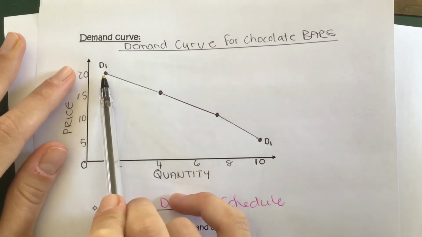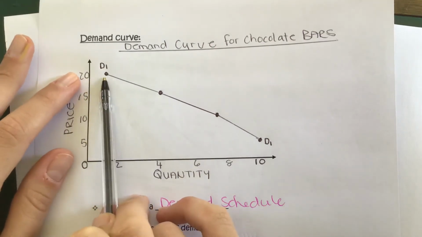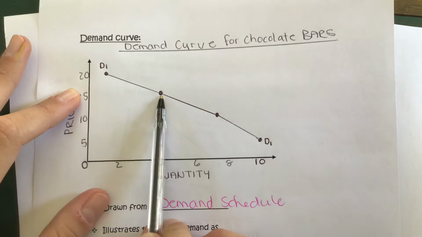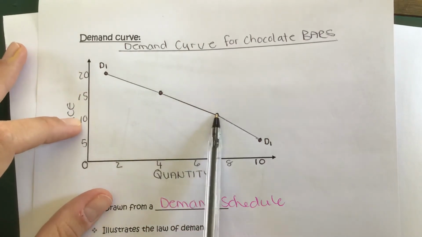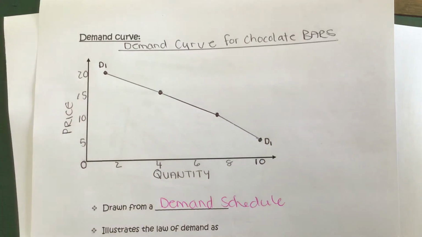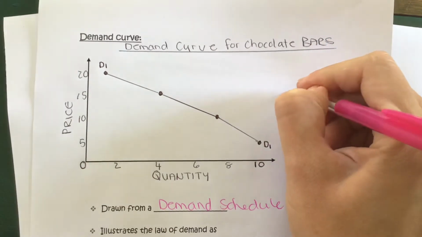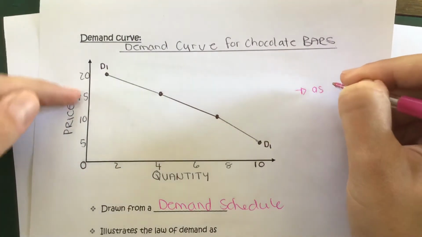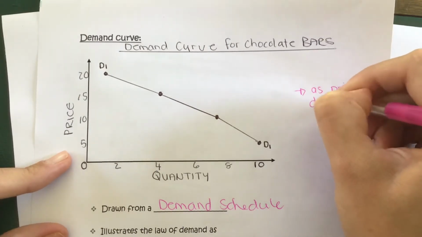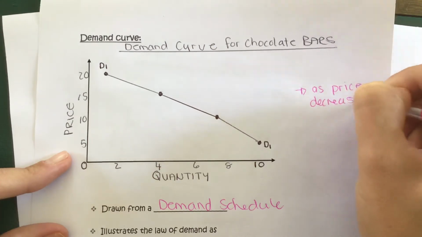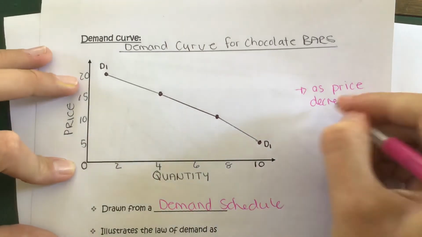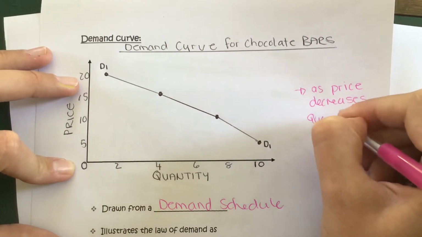As it's going down, we look, okay, at 20 Rand, only 1 is demanded. Then at 15 Rand, 4 are demanded. At 10 Rand, 7 are demanded. And at 5 Rand, 10 are demanded. So what can we see here? We can see that as the price is decreasing, okay, so as the price decreases, look, 20, 15, 10, what is happening to the quantity demanded? The quantity is increasing.